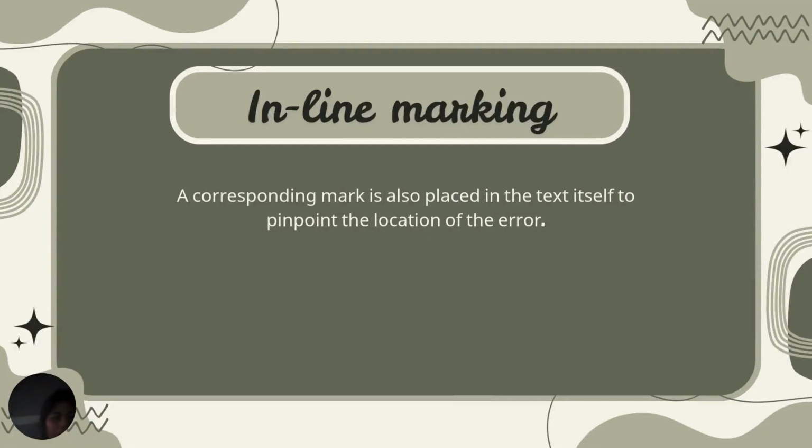In inline marking, a corresponding mark is also placed in the text itself to pinpoint the location of the error. Inline marking means that when an error is found in a piece of writing, a mark is made directly within the text itself to show exactly where the problem is. This is different from, for example, writing comments in the margins or creating a separate list of errors.